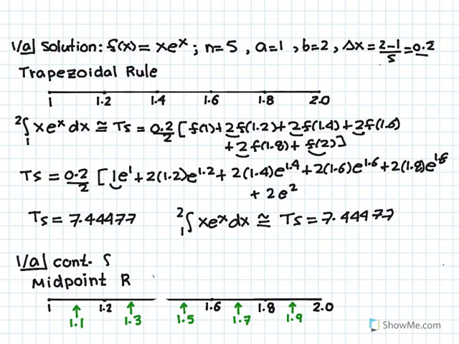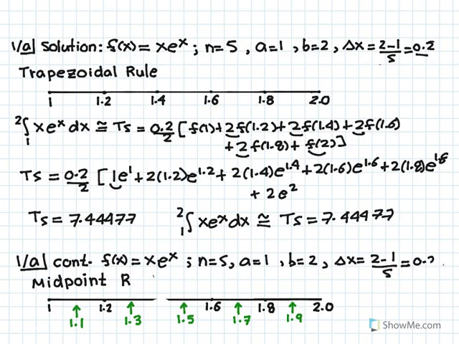Now we're going to apply the midpoint rule to get another estimate. So the function f of x is equal to x e to the x, same function as before. And the number of intervals is n is equal to 5. The lower limit of integration is a is equal to 1, b is equal to 2, and delta x is equal to b minus a over n. That's 2 minus 1 over 5, which is equal to 0.2.